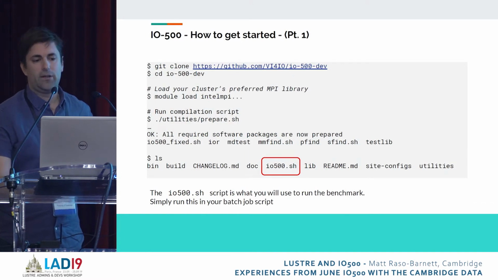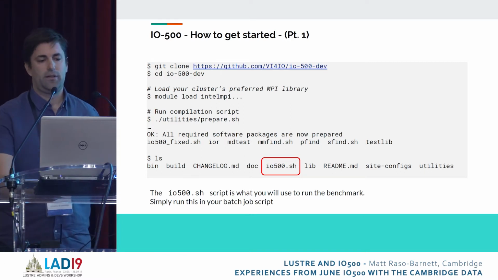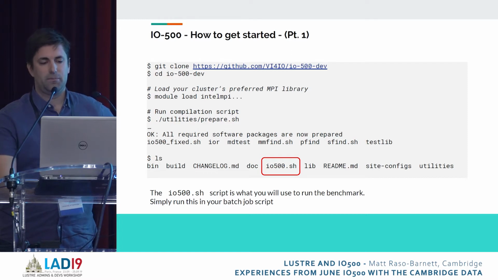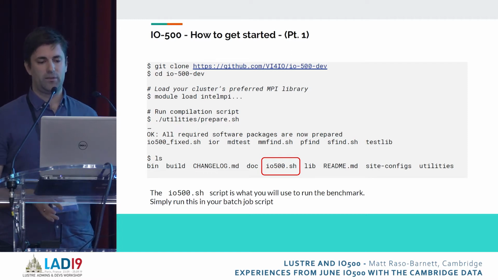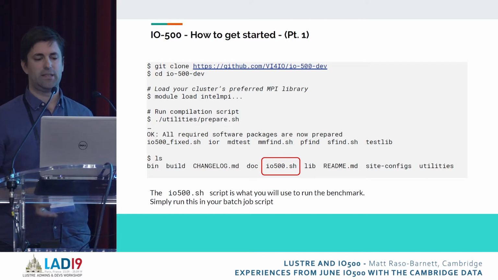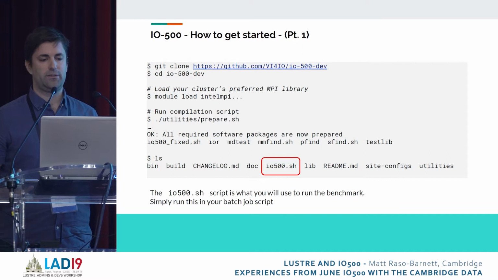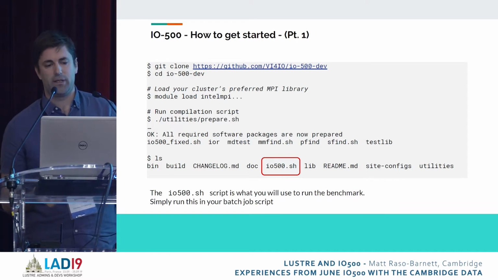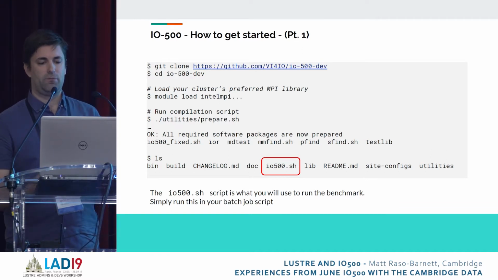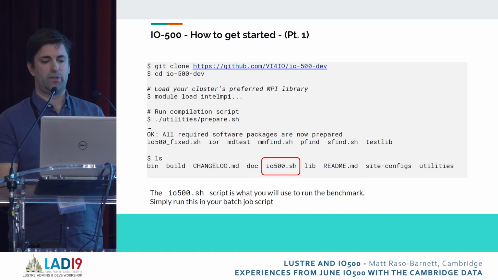So this is how you get started with the IO500. There's a Git repo, so you can just clone that. They have a compilation script, so they will compile a specific version of IOR and MD test for use using a specific release. So all you need is your cluster's MPI library, get that script, you run it, and it will build the files for you.